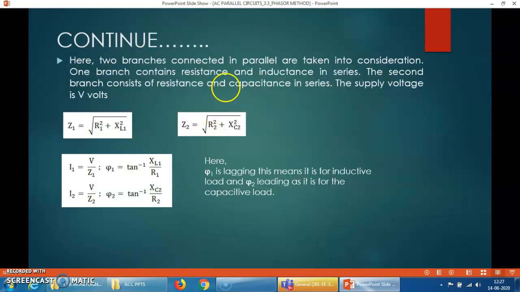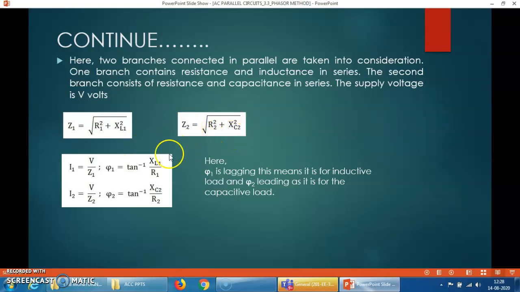Two branches connected in parallel are taken into consideration. The first branch contains the resistor and inductor in series, so the impedance of the first branch, Z1, is equal to the root of R1 square plus XL1 square. In the same way, the second branch contains the resistor and the capacitor in series, so the impedance of the second branch, Z2, is equal to the root of R2 square plus XC2 square.